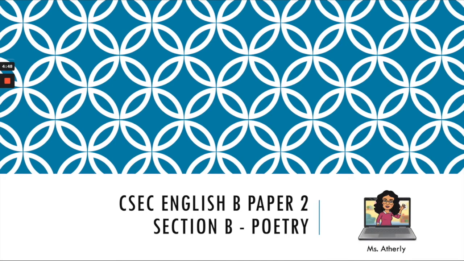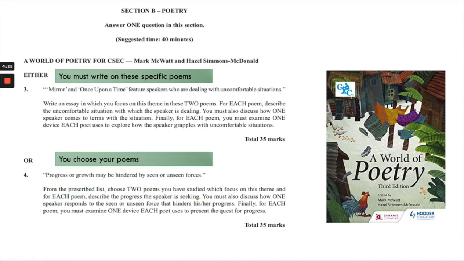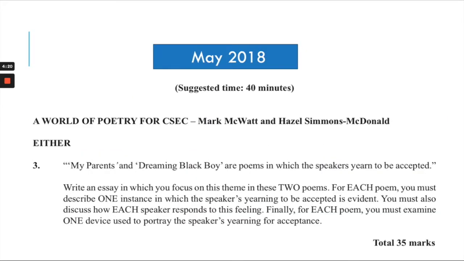Today we will be focusing on a question from Section B, Poetry. In my previous video, I explained the difference between question 3 and 4. In question 3, you are given two specific poems to write about, and in question 4, you are able to choose your own poems, but they must focus on the theme provided. We will be looking at question 3 today. This question is taken from the May 2018 paper.